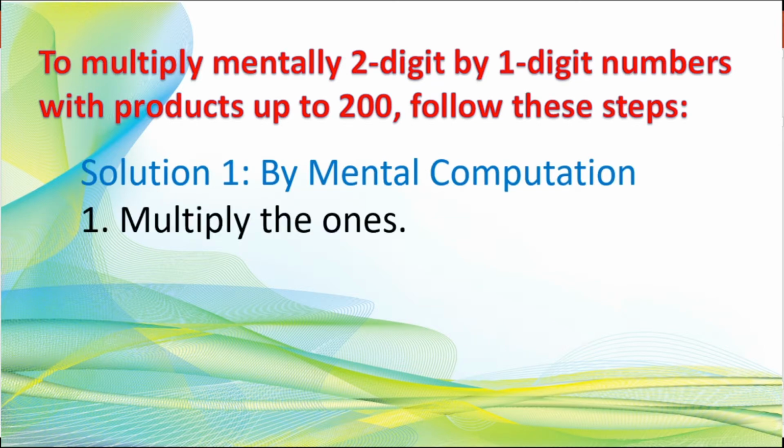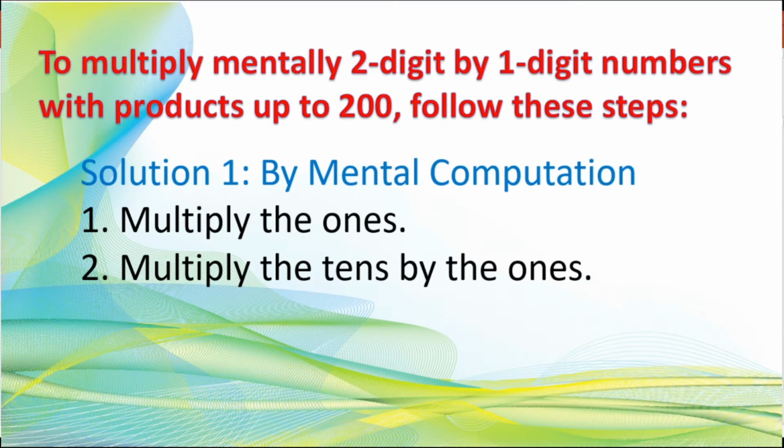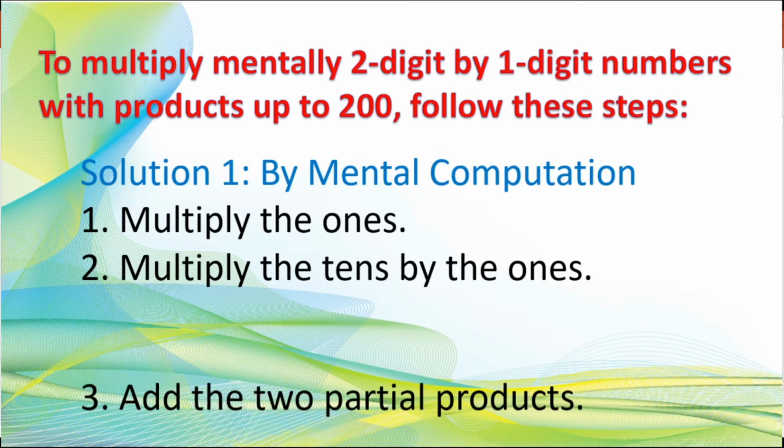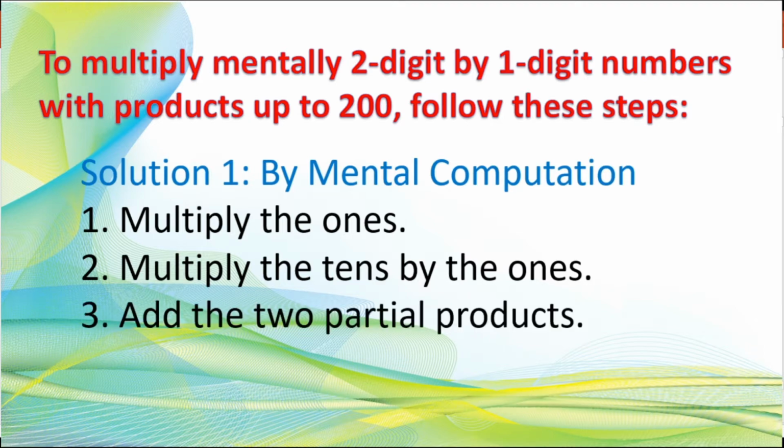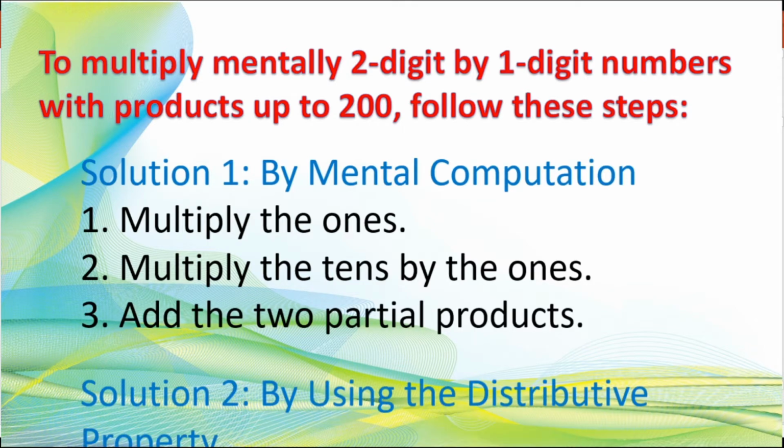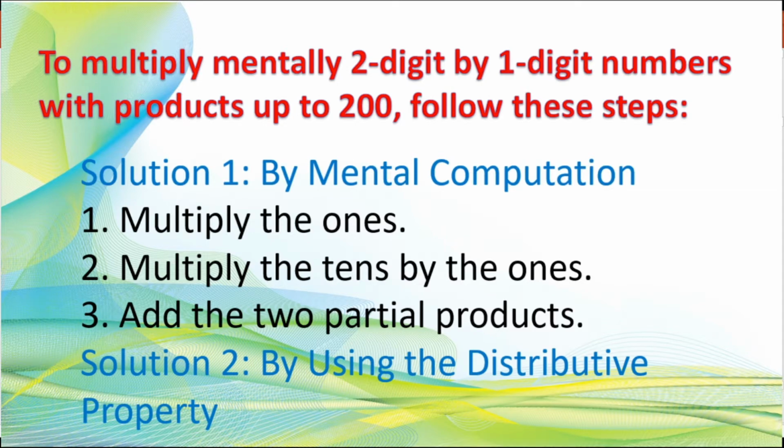First, multiply the ones. Second, multiply the tens by the ones. And number 3, add the two partial products. And solution 2, by using the distributive property.